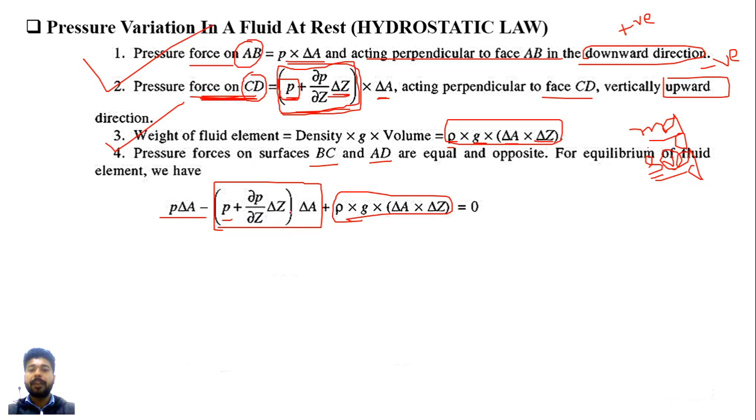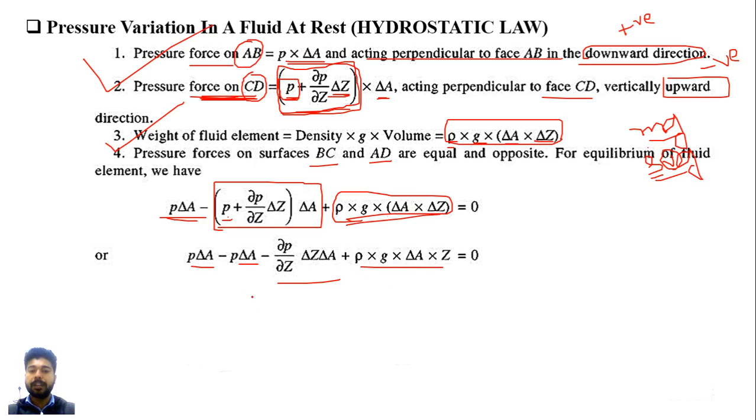Let's open this bracket and multiply delta A with it. So we can write P delta A as it is, and the P multiplied with delta A, this del P upon del Z into delta Z into delta A, and this whole term stays the same. In this equation, the minus P delta A and plus P delta A cancel out, and the simplified equation is minus del P upon del Z into delta A, as it is, plus rho g delta A delta Z.